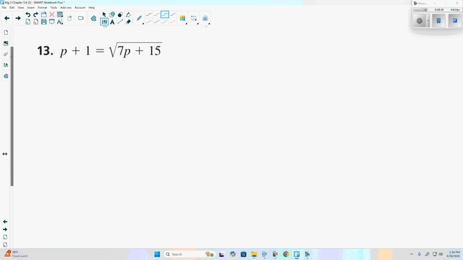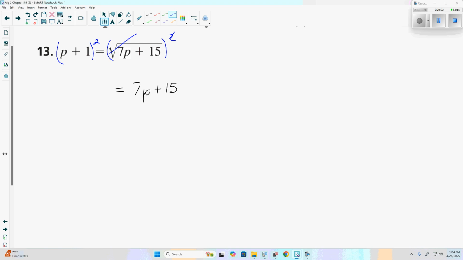Last type we're going to look at today are these here. So we do have a variable outside the radical, so we are going to need to check the solutions here. But the steps don't change. Is there one radical? Is it by itself? Yes. So we're going to put both sides to the nth power. Now the right-hand side works out nice because that square root and square will cancel, leaving us with 7p plus 15. They cancel because the radical, that square root term, is the only term on that side.